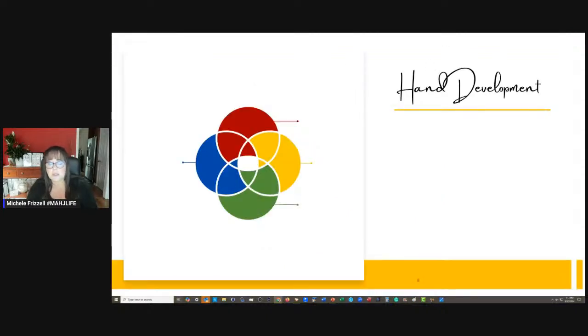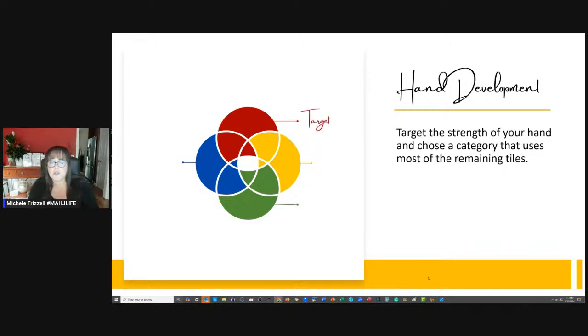Okay, so when you get your dealt hand, you want to focus on hand development. That is your primary focus, to develop your hand. What you do during the Charleston passing, you want to mitigate risk with whatever you have left over after you're holding keepers. Hand development 101 is that you target the strength of the hand and choose a category that will use most of your tiles. You target the strength of the hand, and the strength of the hand is going to be either with a multiple, which is a pair or pong. If you have that, target that. Start there, because American Mah Jongg is a game of multiples.